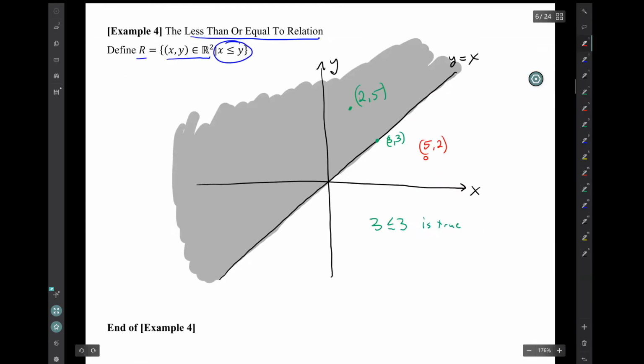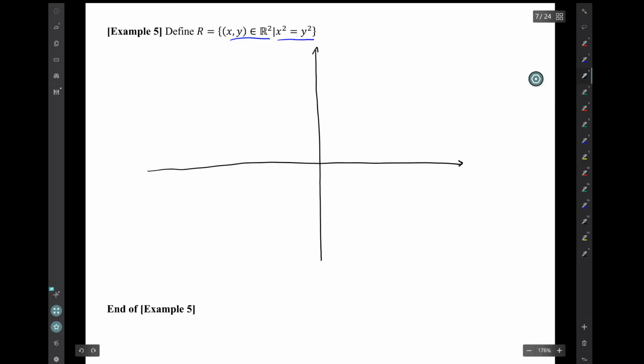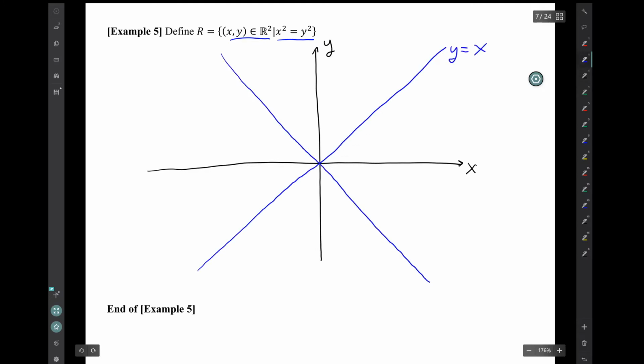Let's go on. Example 5. We define a relation on the set of real numbers by this equation. We say x is related to y to mean x squared equals y squared. Well, the graph of this relation is very simple. The graph consists of these two lines, the line y equals x and the line y equals minus x.